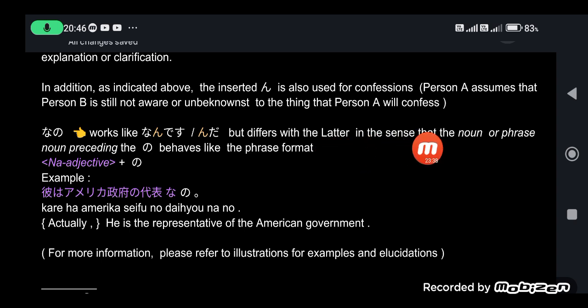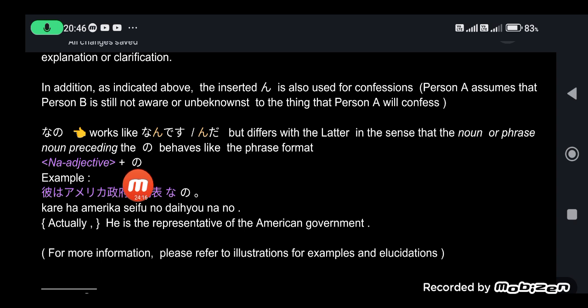In the sense that the noun or phrase it differs with the latter. I mean, this one, no, it differs from this latter in the sense that the noun or phrase preceding the no behaves like the phrase format, na adjective plus no. So if you recall our lesson 0010 about the na adjective, the mission of the na adjective is to modify and describe a noun. And what is our noun here? Our noun here is this no.